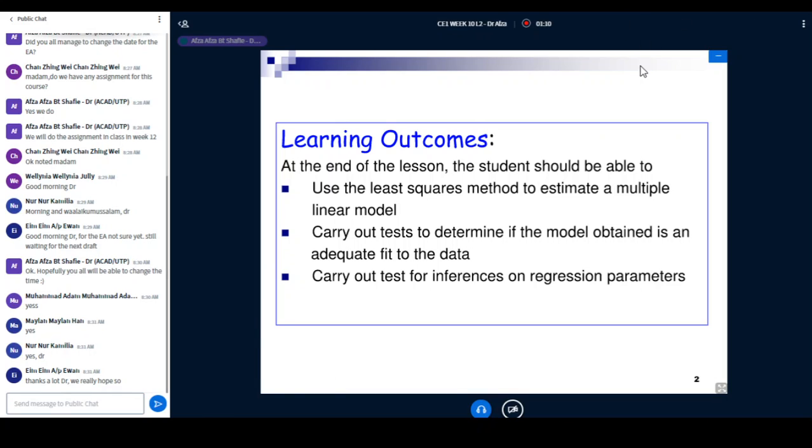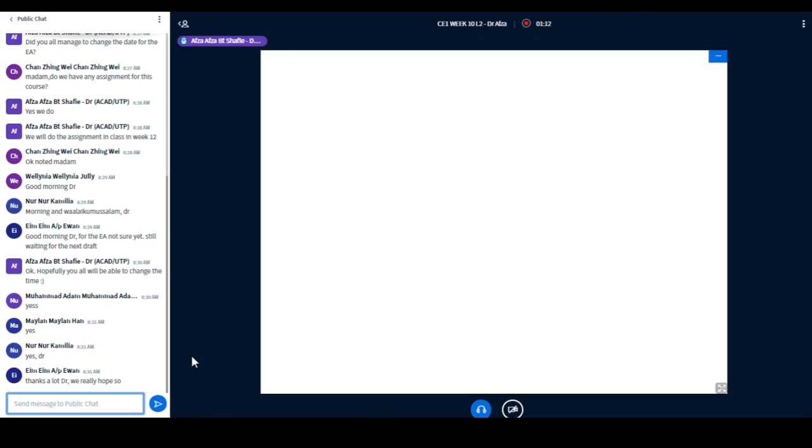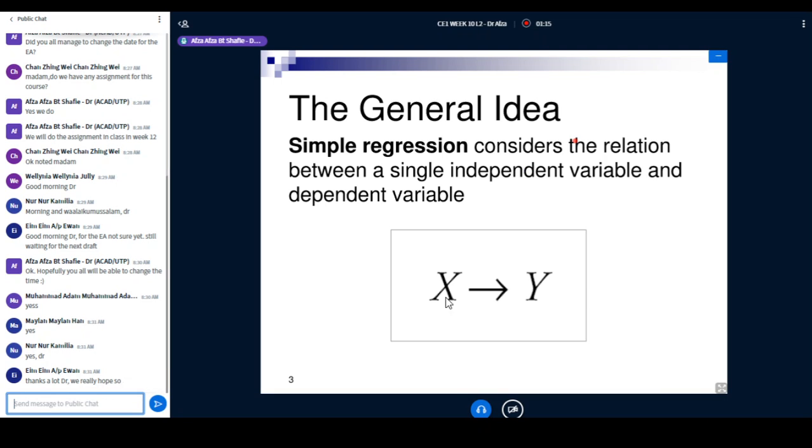Right, let's look at what MLR is all about. So in the simple regression in the last class, what we did was find the equation between a single independent variable, that means one x, with one y. X going to y. Okay, this is what we did.